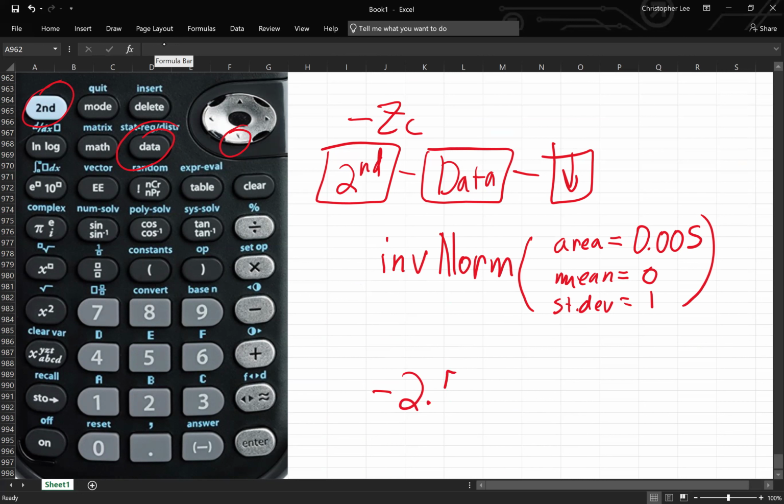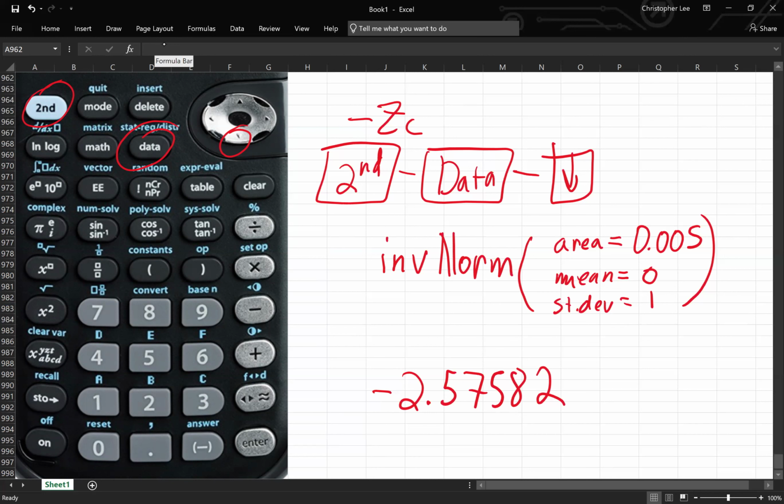Okay. No, yours is a little bit different. For you, you put your area first. You got 0.005. Then you're going to do a comma, 0, comma 1, close parentheses, enter. And there you go.